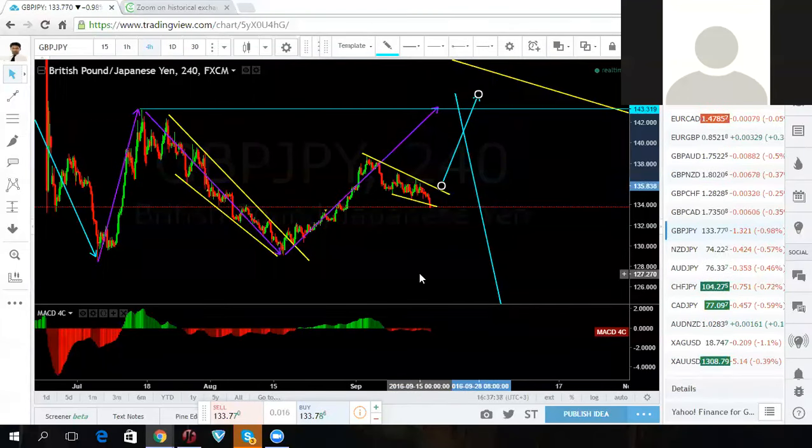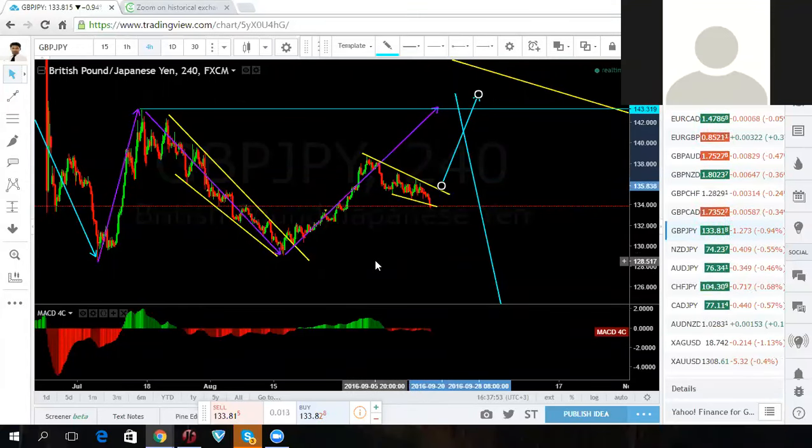Could be the Bank of Japan, Bank of England, anything could move it. I'm not really focused on what will make it move. I'm focused on the fact that the structure says it will go, and there is going to be enough reason to make it go. I can promise you that.